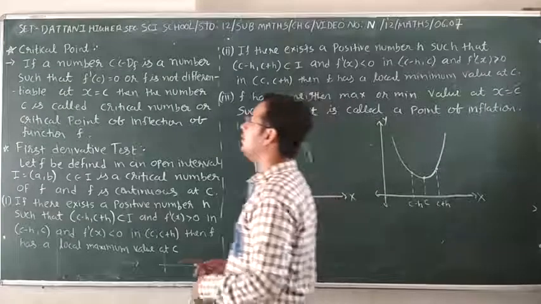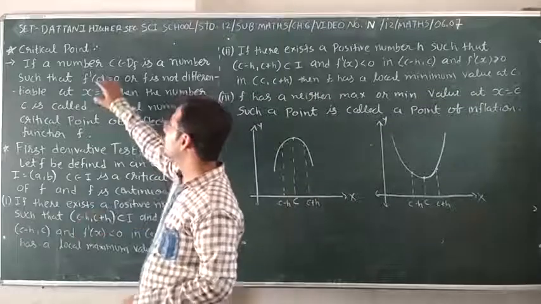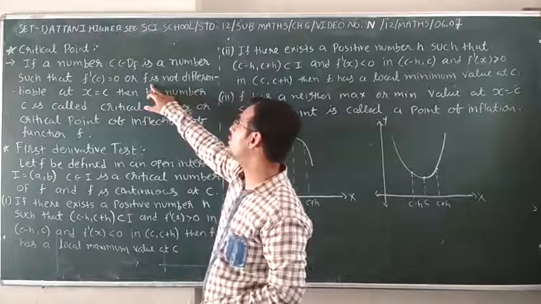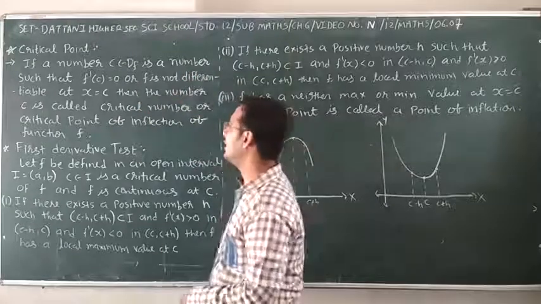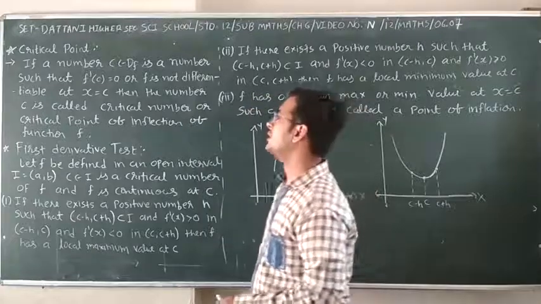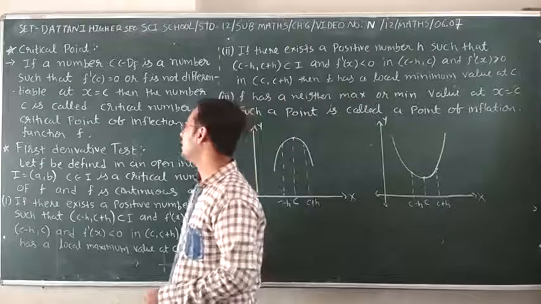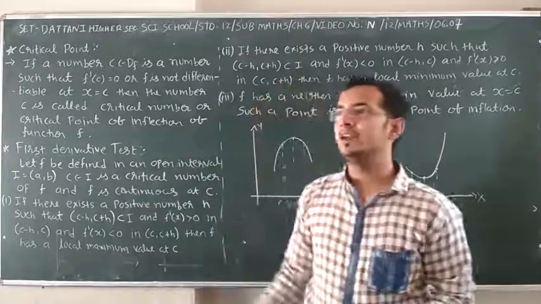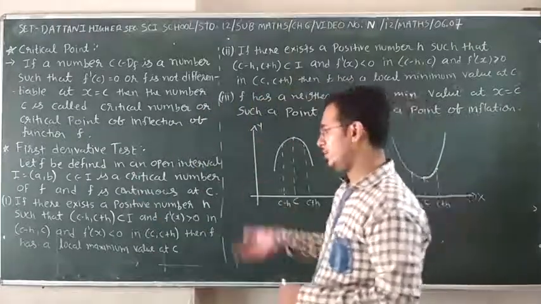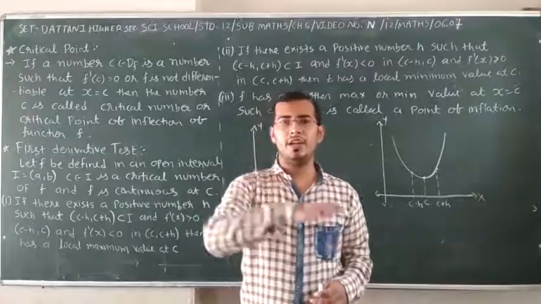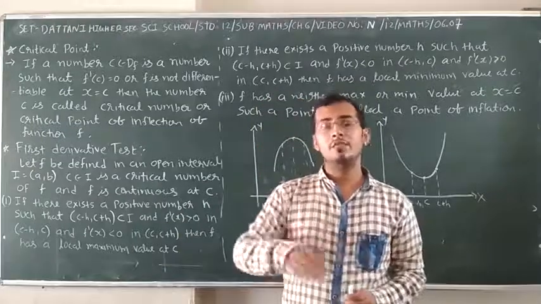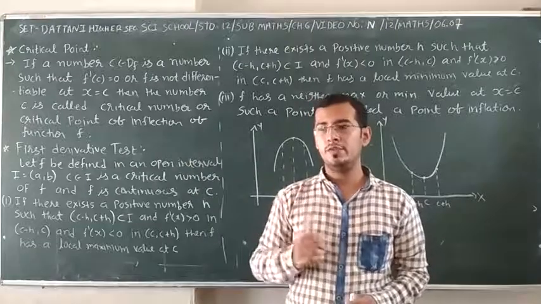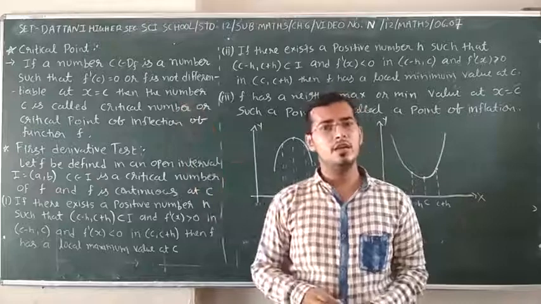Next, critical point. A critical point is: if a number c belongs to the domain of f such that f dash c is equal to 0 or f is not differentiable at x equal to c, then the number c is called the critical number or critical point of function f. It means that if you have a function and take its derivative, then the value at which the derivative becomes 0 is known as a critical point.